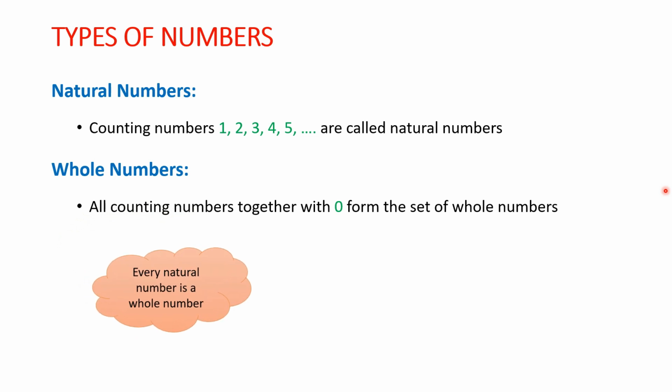There are some points to remember. Every natural number is a whole number, because all the counting numbers together with 0 form the set of whole numbers. That's why every natural number is considered a whole number. And 0 is not a natural number. Here the natural numbers start with 1 and go up to infinity. So 0 is not a natural number.